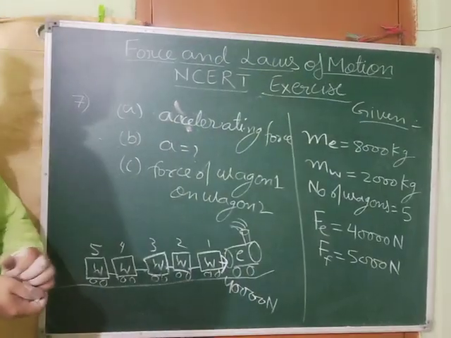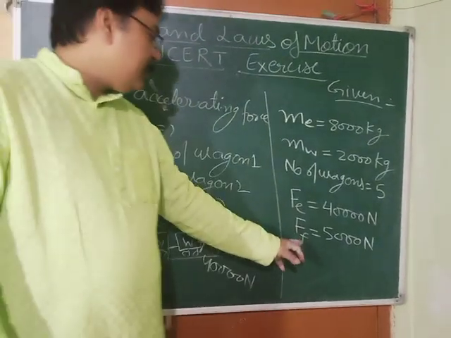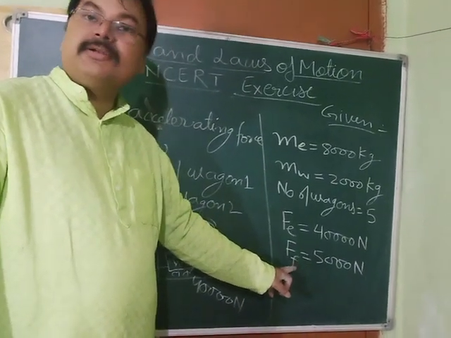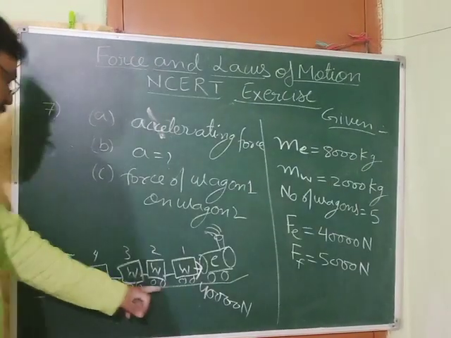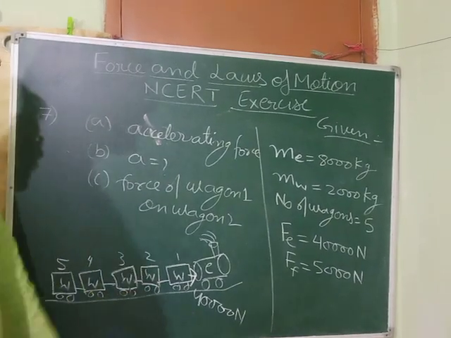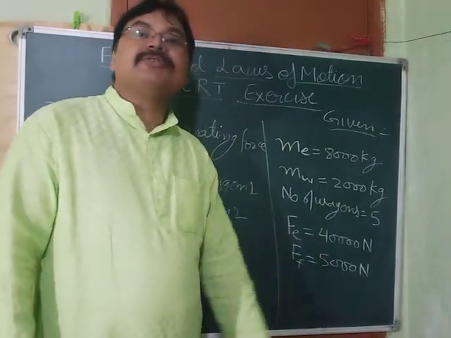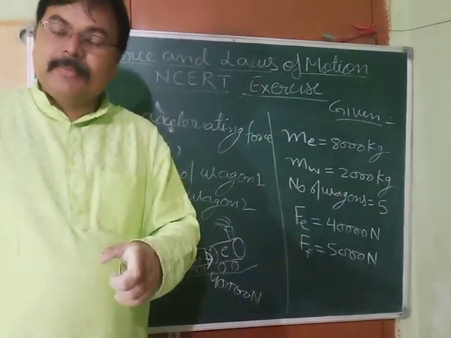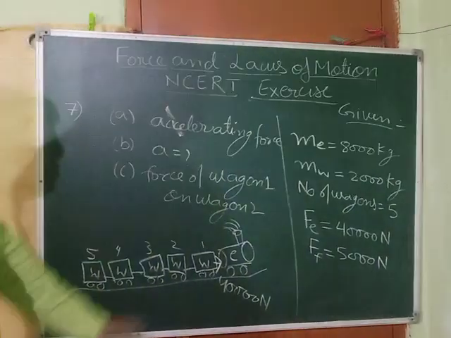And now, what is this? This F, small f, means friction. Force of friction between the wheels of the wagon and the railway track is how much? 5,000 Newton. And we know that friction force always opposes the motion. Now, this is the given data.